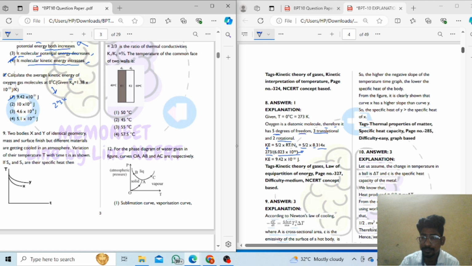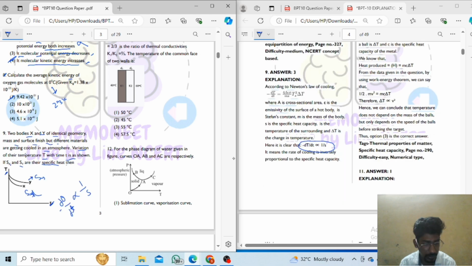Now, d theta by dt is nothing but the slope of these two graphs. This is d theta by dt of Sy, this is Sy, this is Sx. So that means if the slope of any graph is more, the specific heat will be lower. If any slope is greater, the specific heat will be lower, as they are in inversely proportional relation. And if the slope is lesser, the specific heat will be greater.